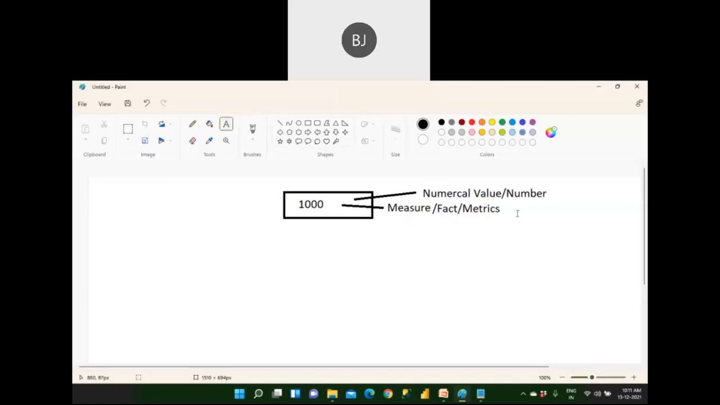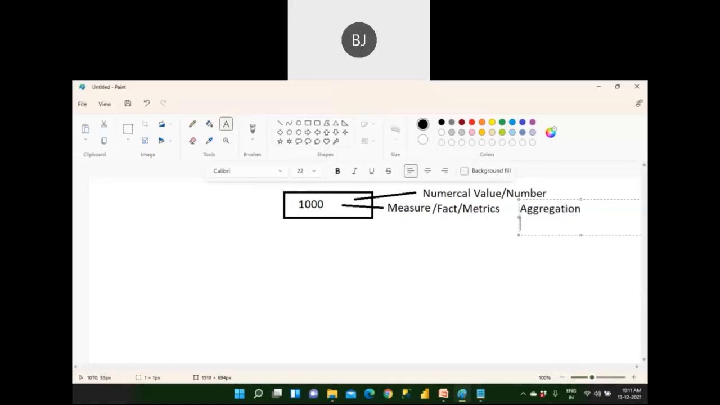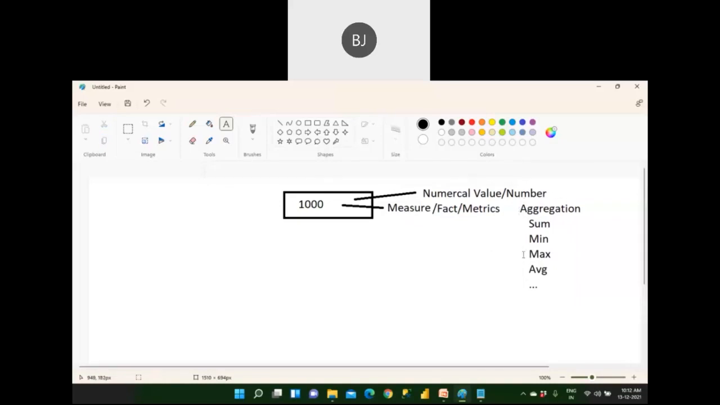Clear? So where you perform an aggregation, what does that mean? Aggregation means adding, subtracting. Okay, a summing operation, or plus minus sum, or finding the minimum, or finding the maximum, or finding the average. So all these things are aggregations, right? So minus, plus, all the aggregation operations, when you perform them on data, that data is called measure data. For example, sales amount. Okay, sales amount is a measure.